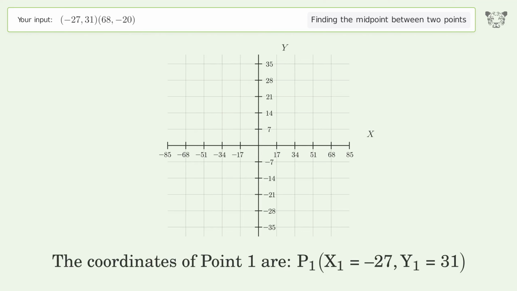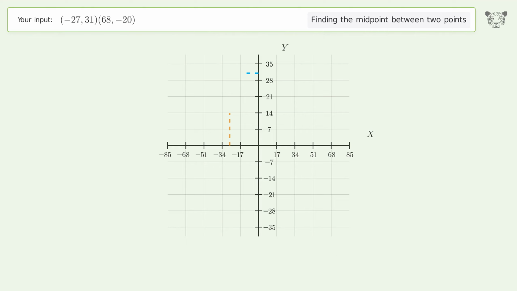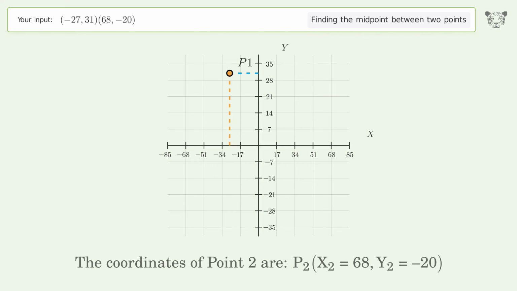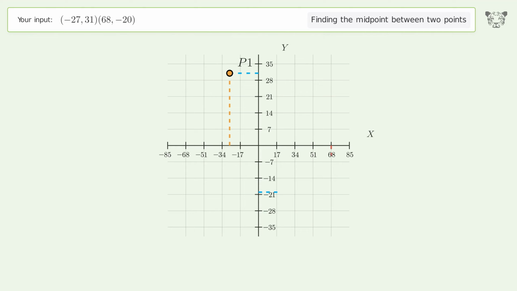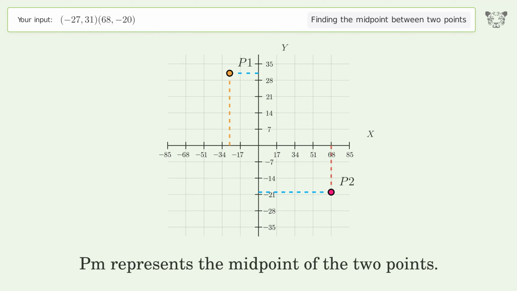The coordinates of point 1 are, x1 equals negative 27, y1 equals 31. The coordinates of point 2 are, x2 equals 68, y2 equals negative 20. PM represents the midpoint of the 2 points.